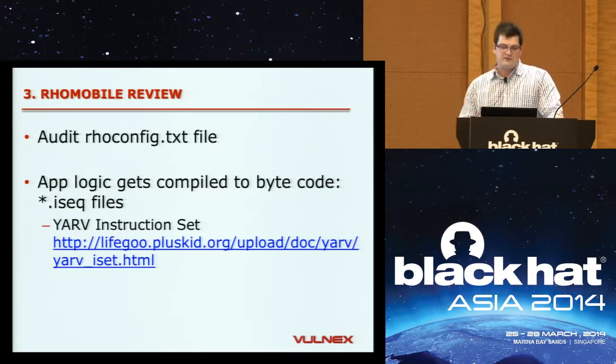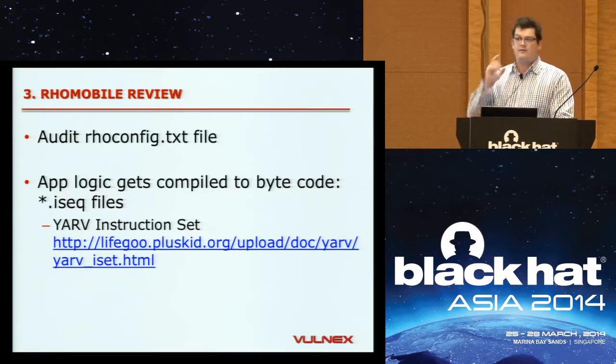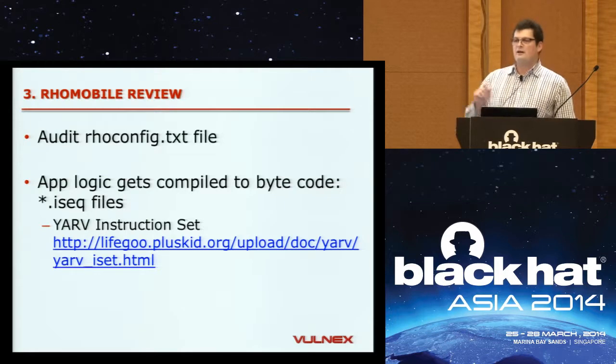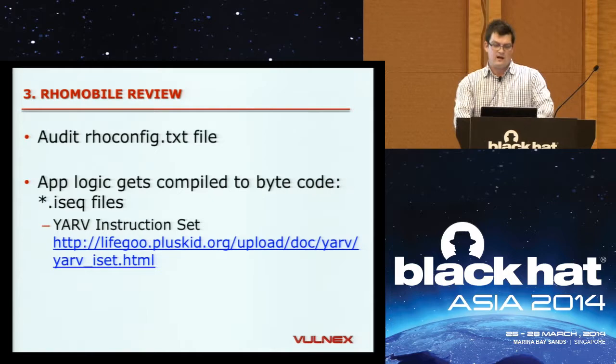When we want to review this application, we look for the rhoconfig text file. And actually, we also want to reverse all these iseq files. I have tried several Ruby decompilers, but so far none of them are working for us. So we are still working on how to decompile this kind of file, but it's just a matter of time, and right now we are also working on a tool to decompile these iseq files. The entire application gets compiled into iseq files, but actually you can edit those files and get a really good idea using the Ruby instruction set in that link when you are reversing those iseq files.